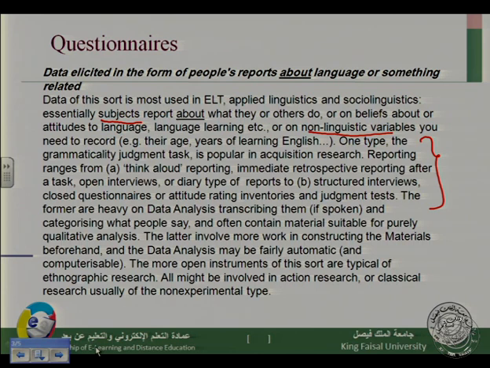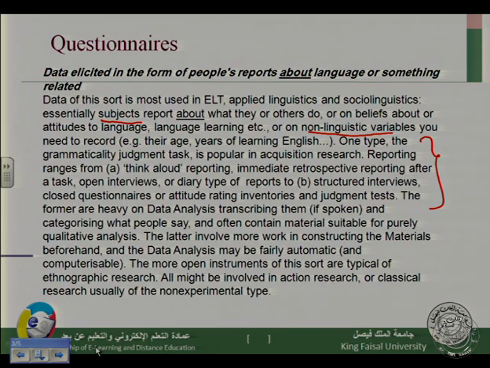So this closed questionnaires or attitude rating, it's like questionnaires or judgment tests, the normal test you give to your students to judge whether they are in a particular level of language or not. The former are heavy on data analysis, transcribing them if spoken. Yes, if you have interviews and think aloud, very difficult. Why? Because it's going to generate a lot of data. You are going to transcribe all of this information. You listen to them and then you write them just to see them in front of you. And sometimes if it is in Arabic, you need to translate them into English.